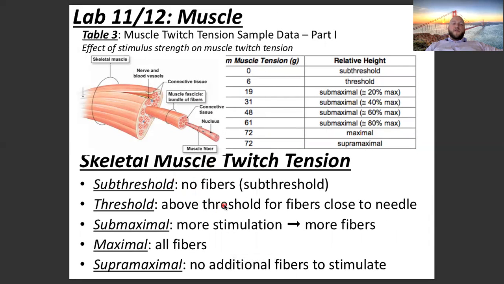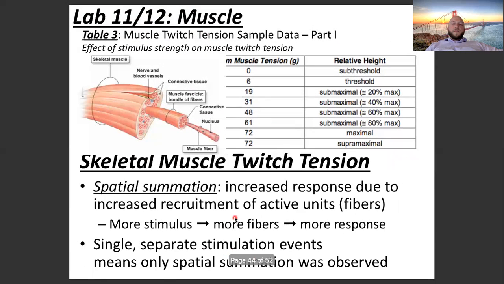Subthreshold, no fibers. Threshold, above this, we're getting some muscle action potentials. Maximal, all fibers, and you can't increase beyond all fibers contracted. Spatial summation: increased response due to increased recruitment of active units.